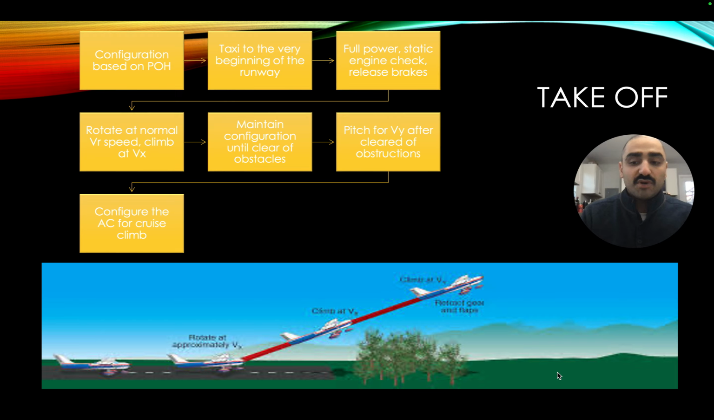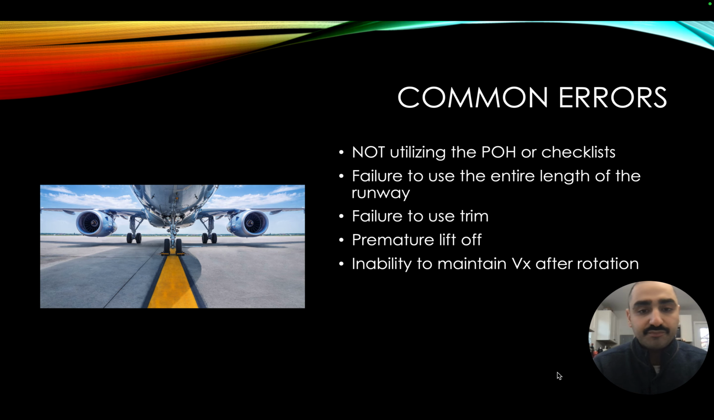A tree line right at the end of the runway would be a good indicator that, okay, we are cleared of the obstacles. At that point, we'll be transitioning to Vy. And after we have sufficient airspeed, flaps come up, making sure that we're not descending throughout this whole thing. And we'll go ahead and configure the aircraft for a cruise. And there's a picture of it right here at the bottom of the slide.